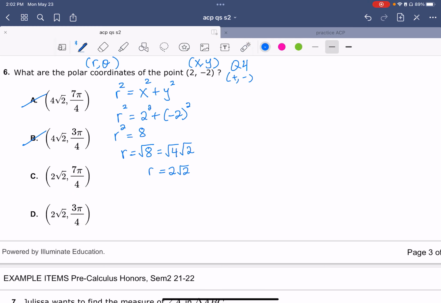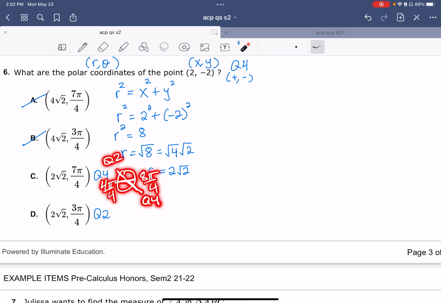Now for this method, you do have to know your unit circle. If you don't know your unit circle, then this is not going to work, and you should remember the equation for the angle. But if you do remember, this would be in quadrant 4, and this would be in quadrant 2. Okay, so remember, we do your little unit circle. This would be 4 pi over 4, 8 pi over 4. So 7 pi is here in quadrant 4, where 3 pi over 4 would be in quadrant 2.